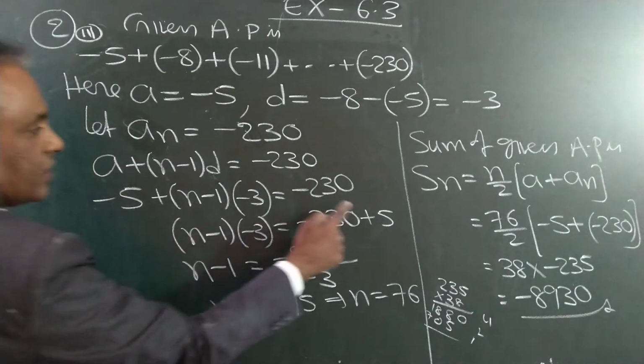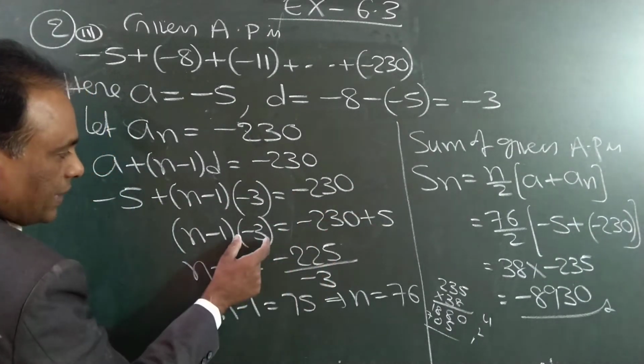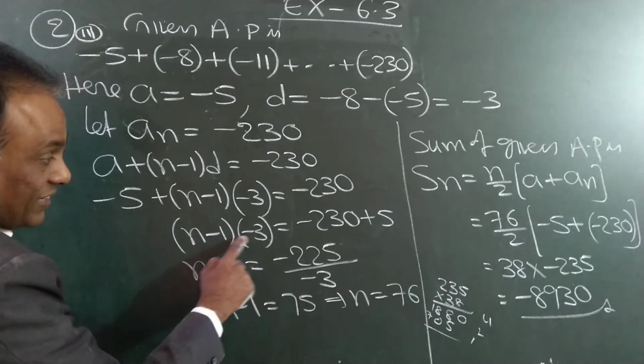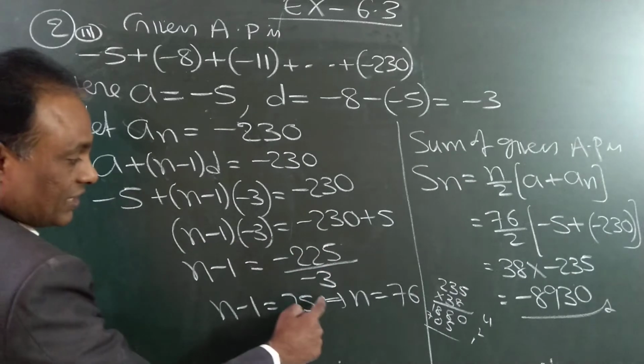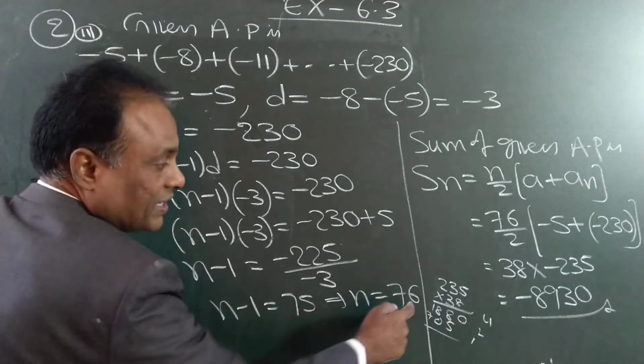Minus 5 that side plus 5, so minus 225. Minus 3 that side will be in denominator, so it will divide. Minus minus cancel, 75 times. Minus 1 that side plus 1, 75 plus 1 is 76.